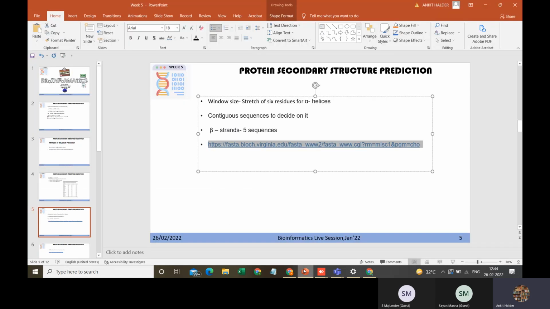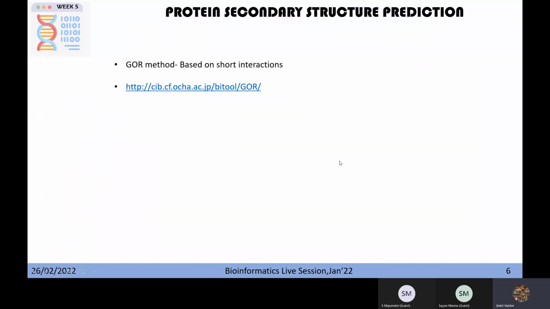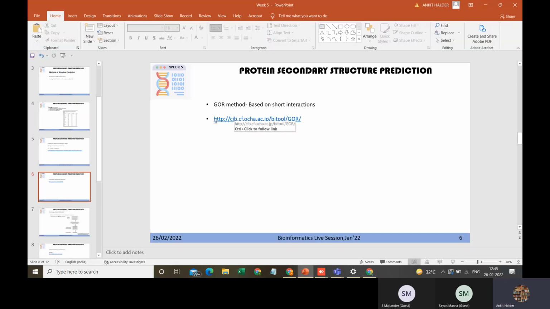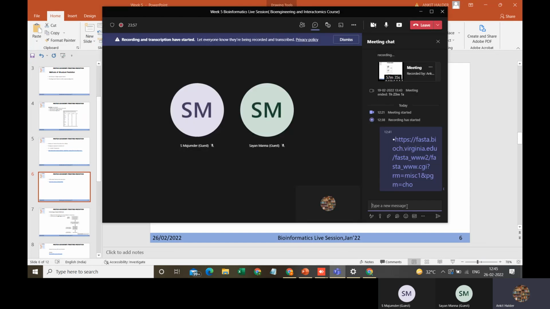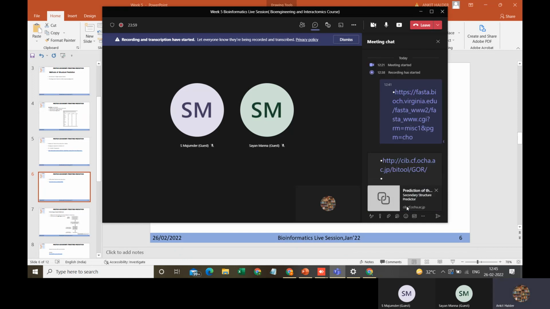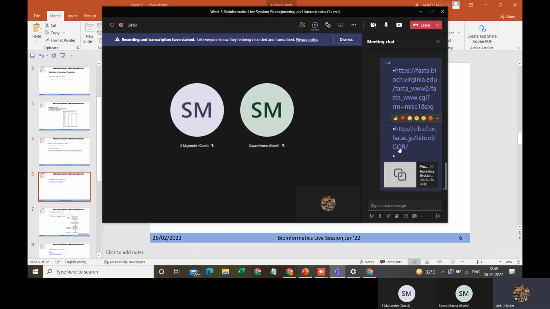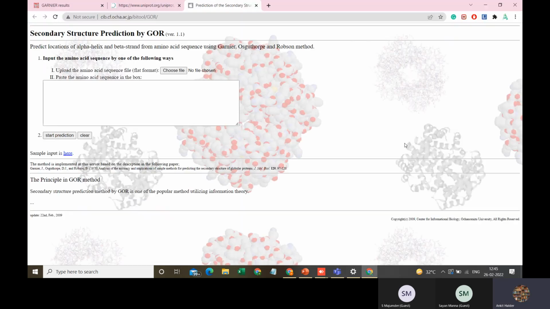So with this, the first job has been done. Another is the DSC method. We can use this tool, where we also need to predict. This has been done by the Garnier oscillation adoption method. This is the DSC method. So the same.